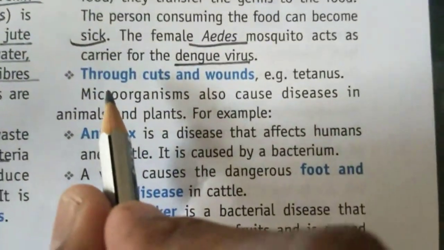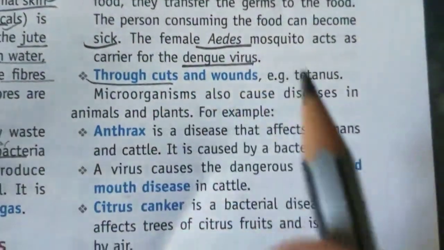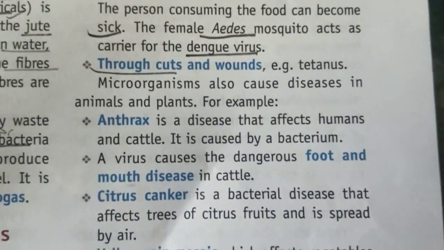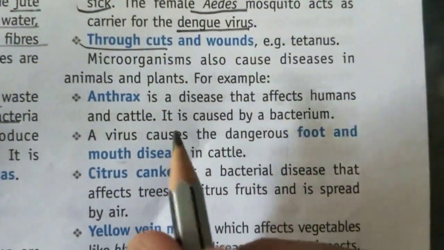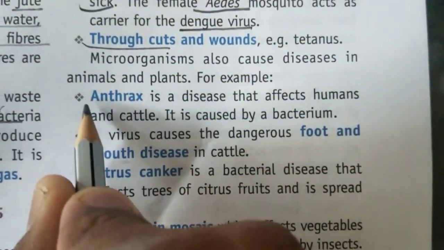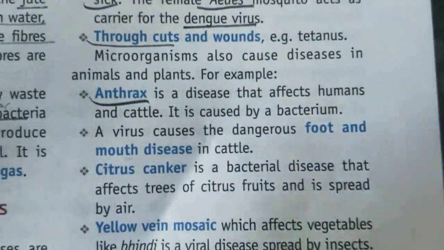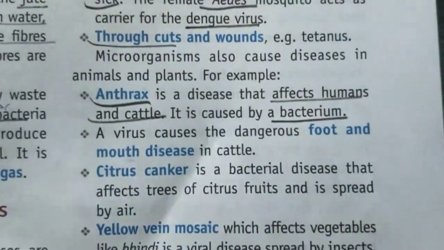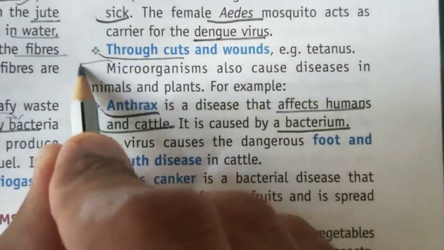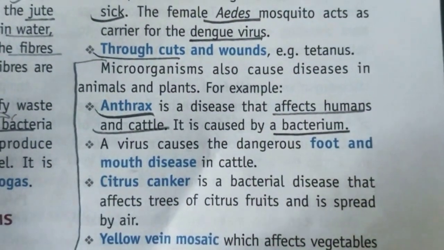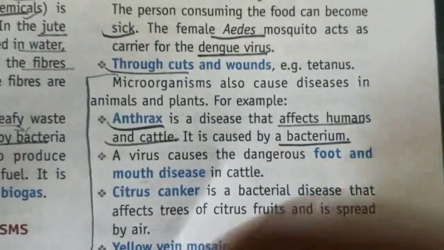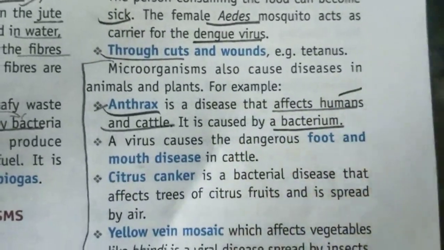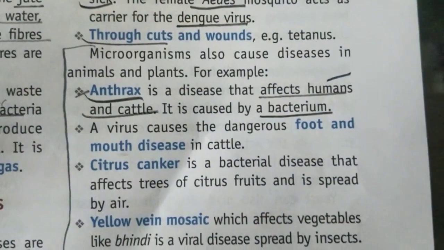When a dog bites a healthy human being, some germs are transferred from the mouth of the dog to the body of the human being. There is a disease whose name is anthrax. It is caused by a bacteria, and this disease affects both humans and cattle. We are discussing that microorganisms cause disease in plants and animals. Anthrax is a disease that happens in both humans and cattle, caused by a bacteria.